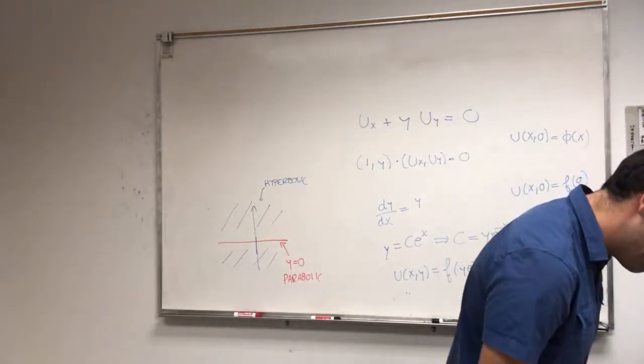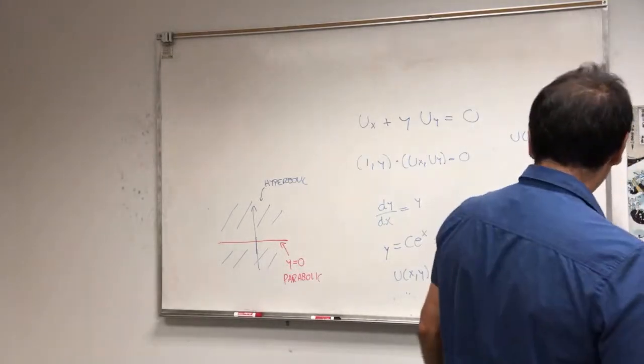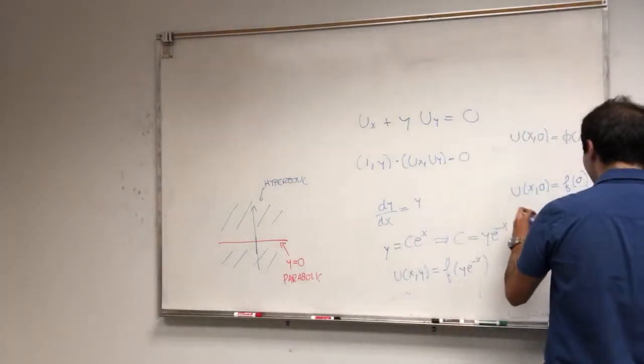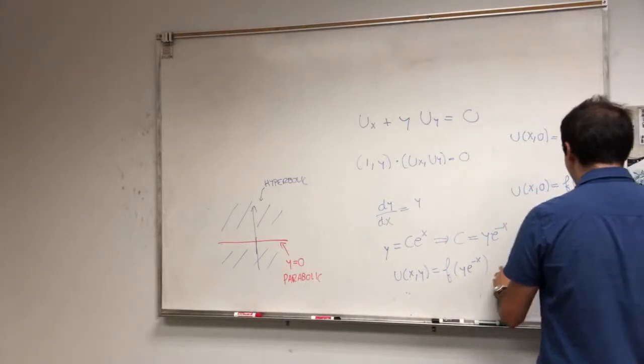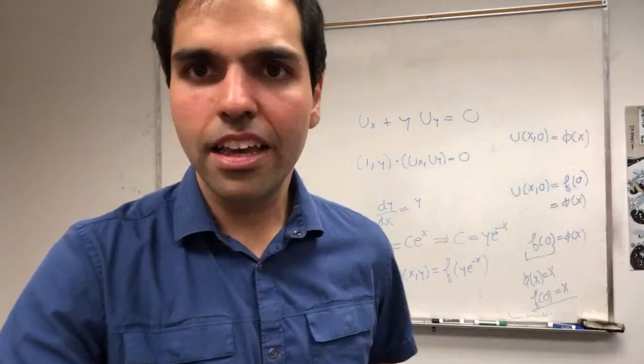So in other words, f of 0 is phi of x. In particular, look, this is constant, right? So if let's say phi of x equals x, then we get f of 0 equals x. But that is a problem. How can a constant be the same as being x? That doesn't really make sense.